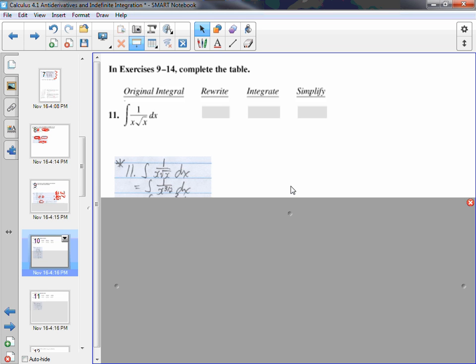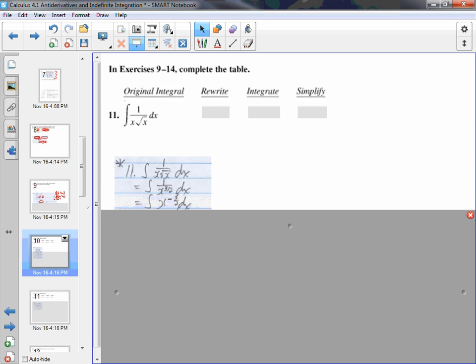We don't have a quotient rule. Never will. So change that to the integral of x to the negative 3/2 dx. And now we can use the power rule for antiderivatives, or the power rule for indefinite integration. So the integral sign is going to go away, the dx is going to go away. Add 1 to the exponent. So what's negative 3/2 plus 1? Negative 1/2.